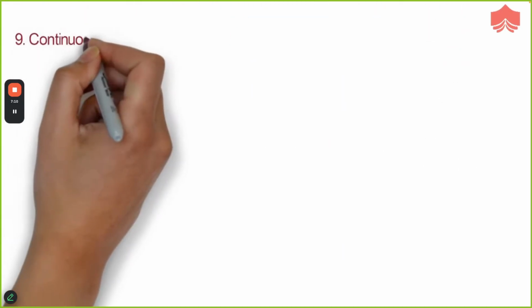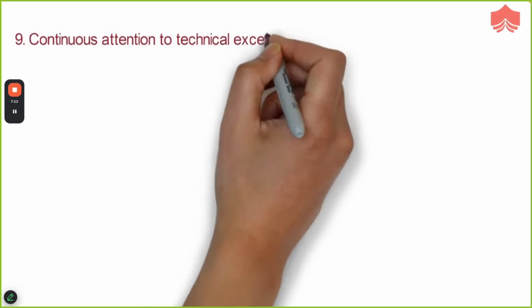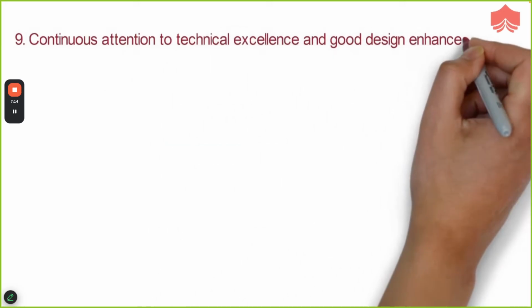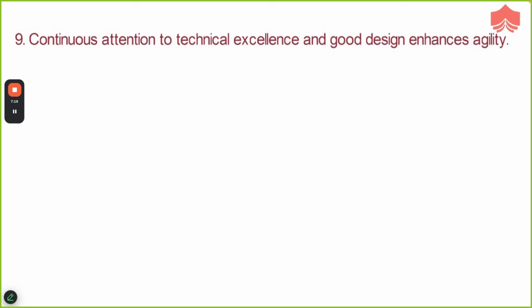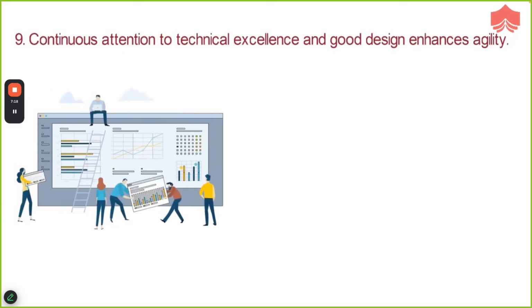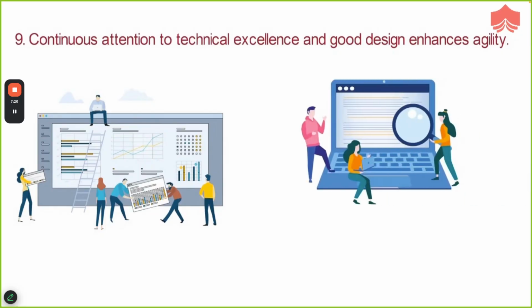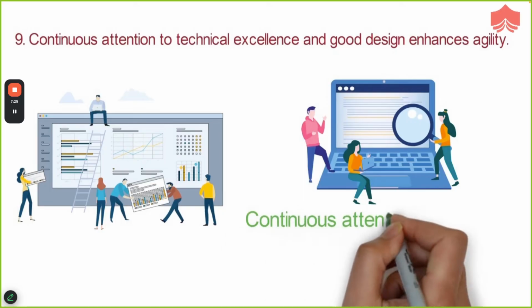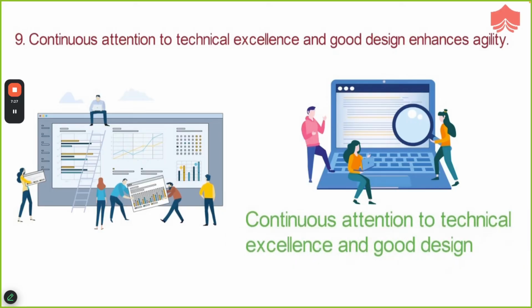Ninth principle: continuous attention to technical excellence and good design enhances agility. Agile focuses on development of software like a craftsmanship, rather than just working on a regular task. Continuous attention to technical excellence and good design helps in bringing this craftsmanship to the project.